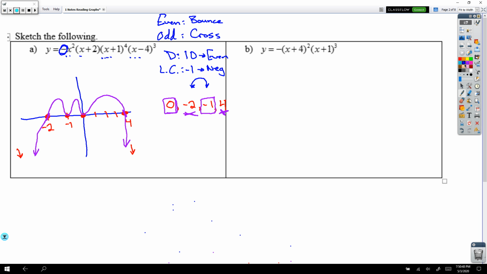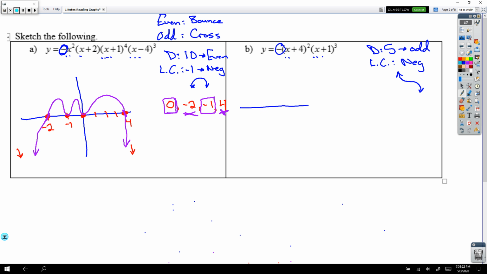But here we go on that one. So again, find the degree first. So (x plus 4) squared, that's going to be 2. And then (x plus 1) to the third, 1, 2, 3. So that gives me a degree of 5. So we are odd. Number in front, -1, so my leading coefficient is negative. So we're odd and negative. So thinking about my cubic function, that's going to look like this for my end behaviors.